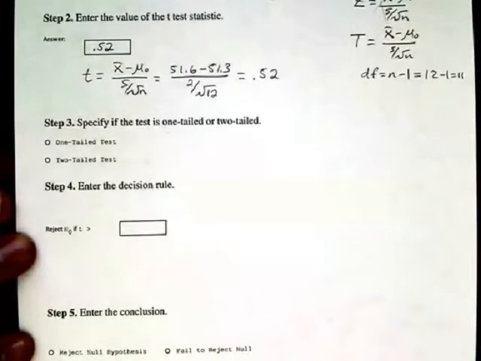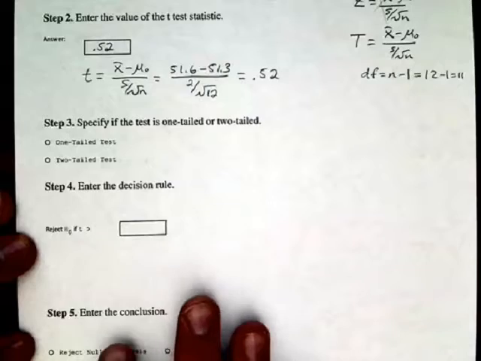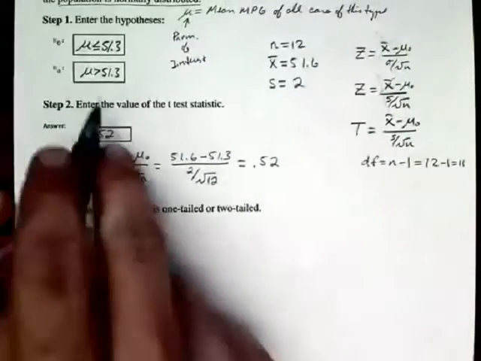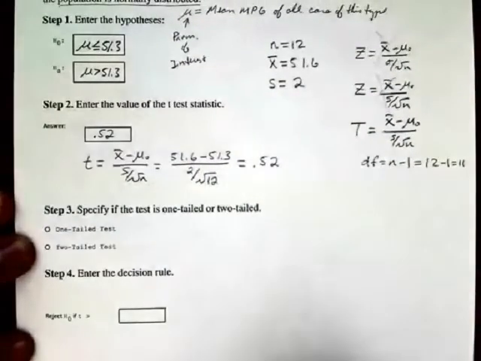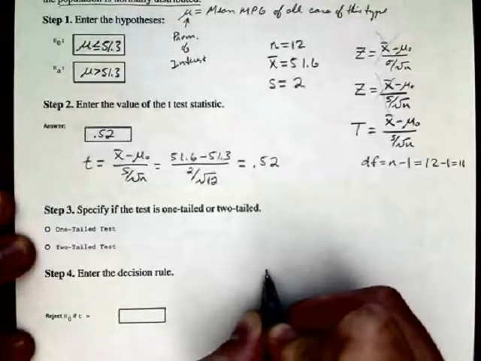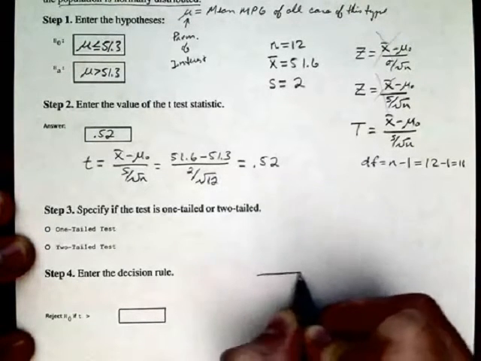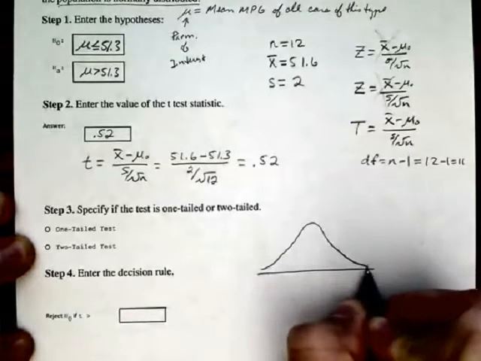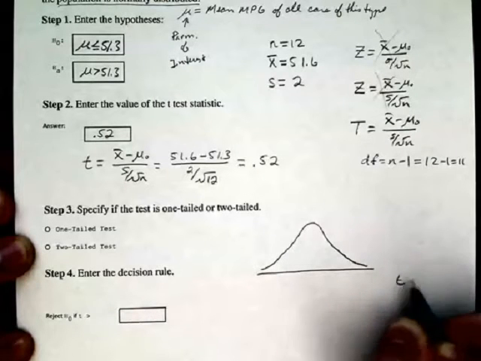Okay, is this a one-tail test or a two-tail test? Well, let's see here. That comes back to, what does my alternative hypothesis look like? The alternative here is that mu is greater than 51.3. In fact, using that information, I can actually draw out the rejection region here, sometimes called the critical region.